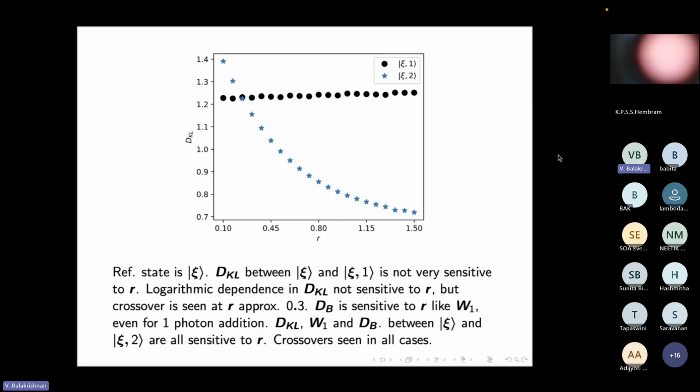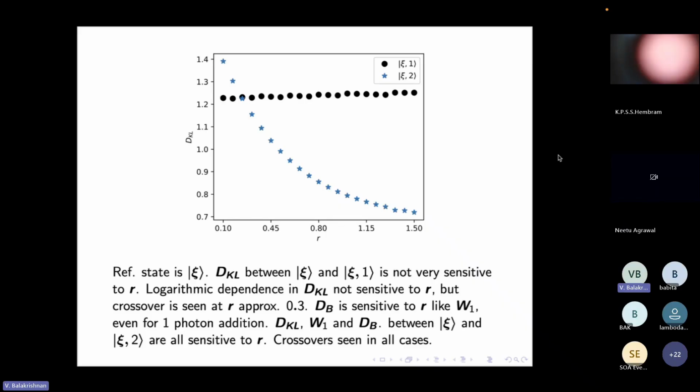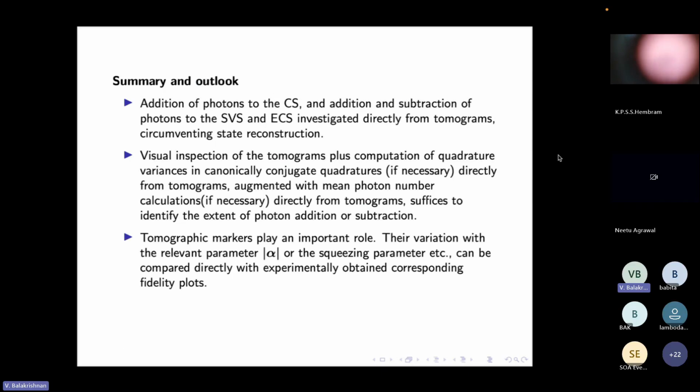First of all, the fact that dKl does not show much sensitiveness to R if you add a photon is itself a prediction. It tells you that if your dKl does not change much with R, then you have added 1 photon, or perhaps subtracted 1 photon. But if there is a downward trend in dKl with increase in R, then you have added 2 photons. These are predictions for the fidelity plot. After the entire machinery of state reconstruction, people find the fidelity, but that's going to be predicted right here without doing state reconstruction.